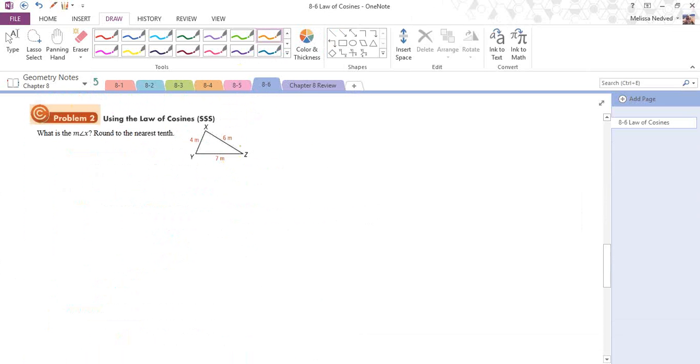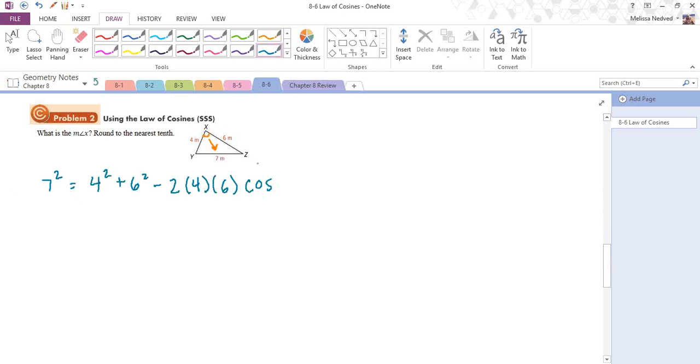So I've got triangle XYZ here. Notice I know all three side lengths. So I've got a 4, a 6, and a 7. And I'm asked to find the measure of angle X to the nearest tenth. So since I'm looking for angle X, I'm going to use this side 7 as my outside value. So it's going to be 7 squared equals my other two sides squared and added together, 4 squared plus 6 squared, minus 2 times 4 times 6, and this is just still using that same formula, times cosine of the angle I'm looking for.